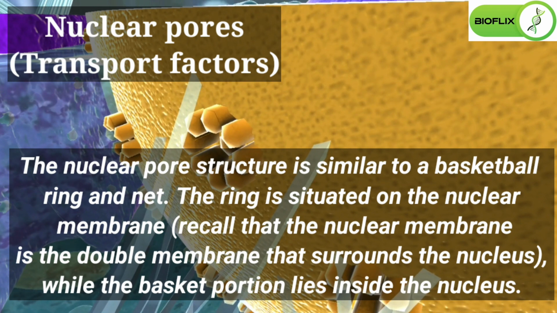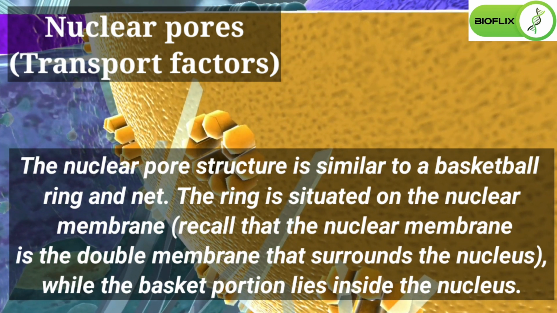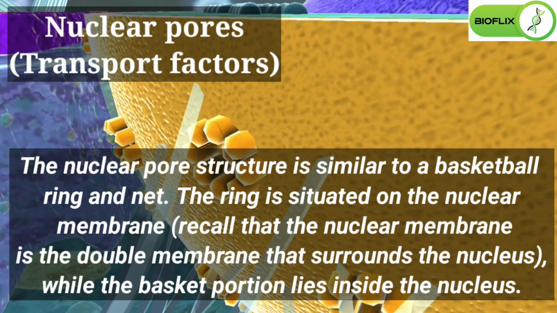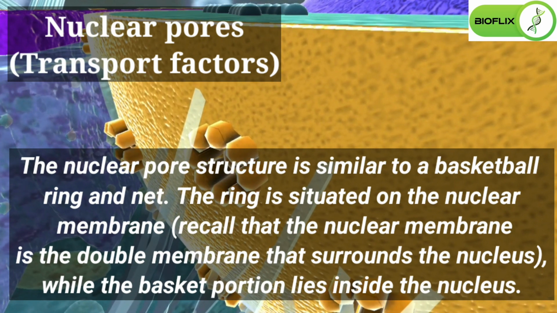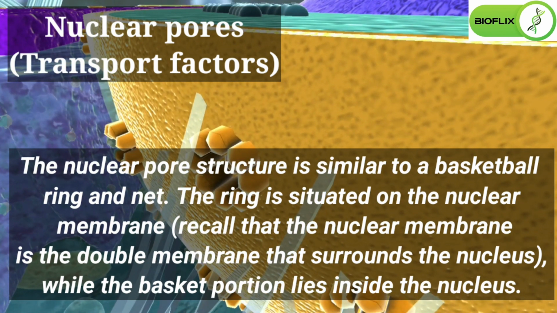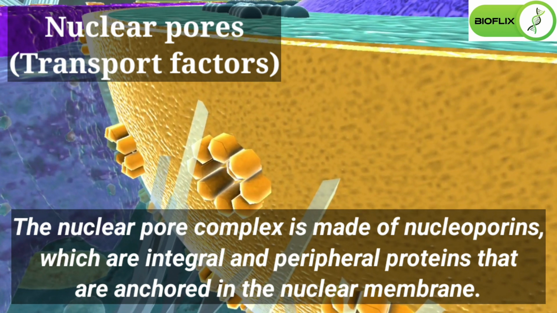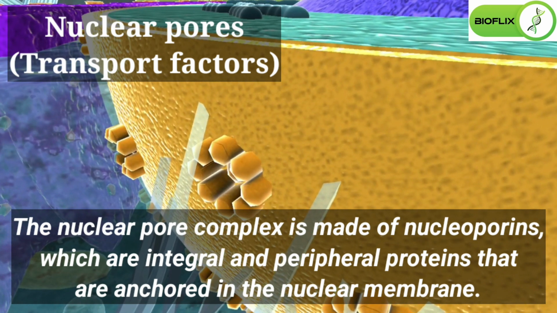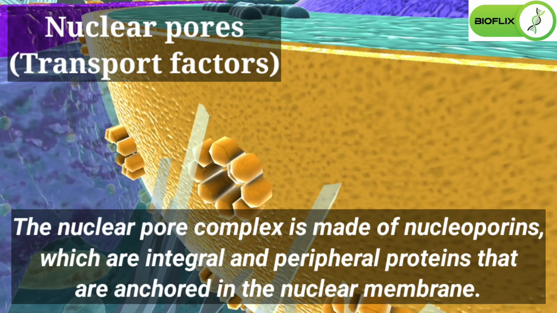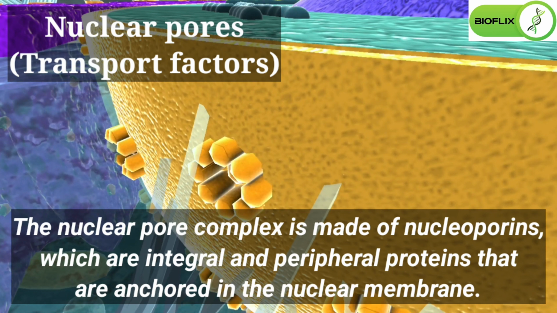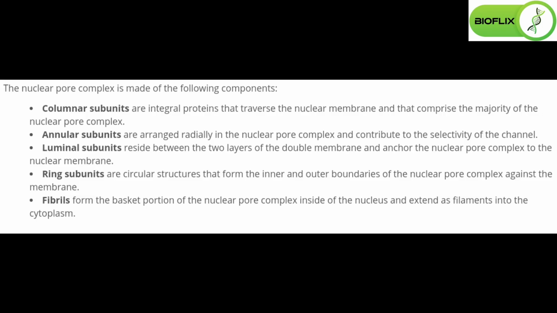Recall that the nuclear membrane is the double membrane that surrounds the nucleus while the basket portion lies inside the nucleus. The nuclear pore complex is made of nucleoporins, which are integral and peripheral proteins that are anchored in the nuclear membrane. The nuclear pore complex is made of the following components.